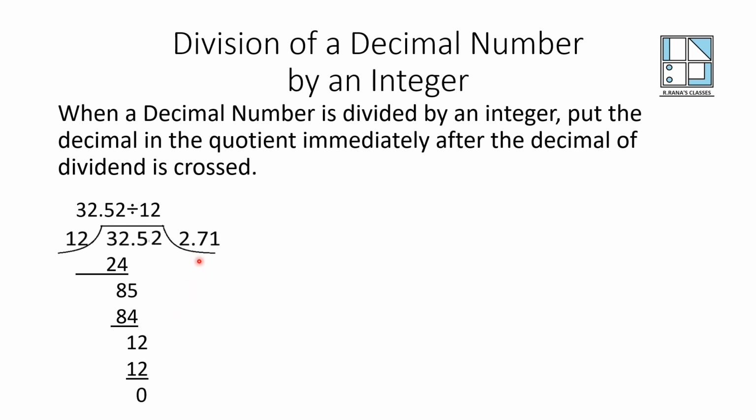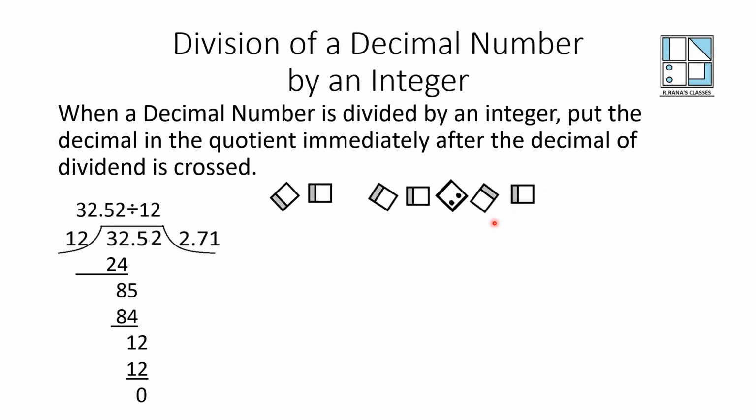Subtract, 12 sevens the 84 and subtract it to get 12. 12 1 the 12 and subtract it to get 0. So quotient is 2.71 and remainder is 0. Now let us come to Taylor frame. We are dividing by 12 and the number we are dividing, that is dividend, is 32 point. This is the symbol for decimal. So it is 32.52.